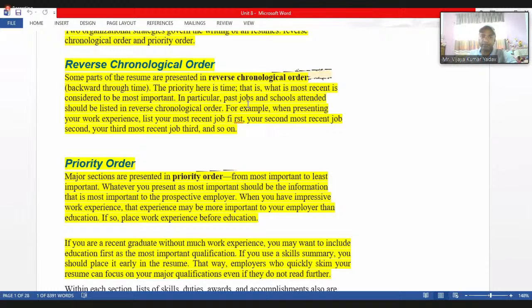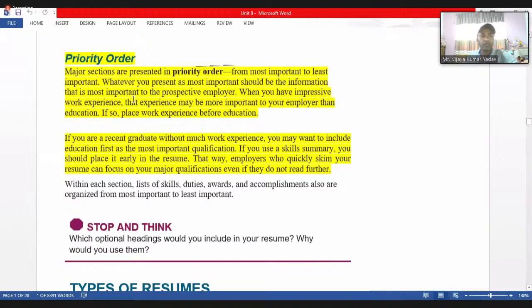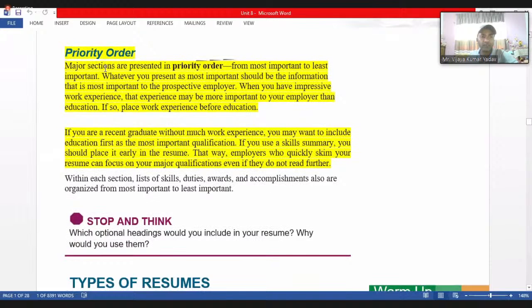So this you have to follow. For example, when presenting your work experience, list your most recent job first, then your second most recent, then the third most recent. This is the way we do. Then we have priority order. In priority order, we go from most important to least important.